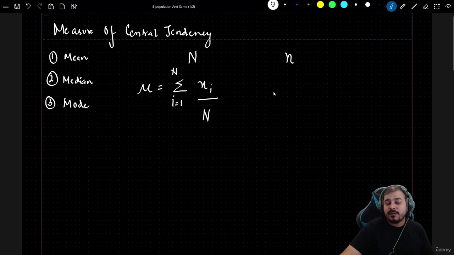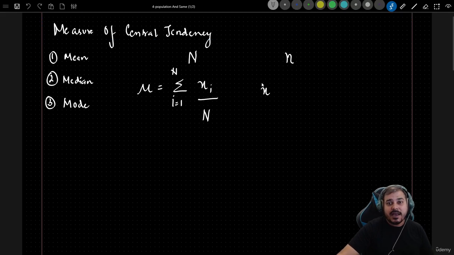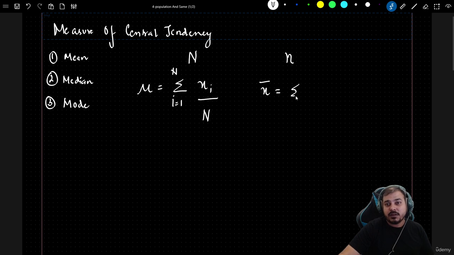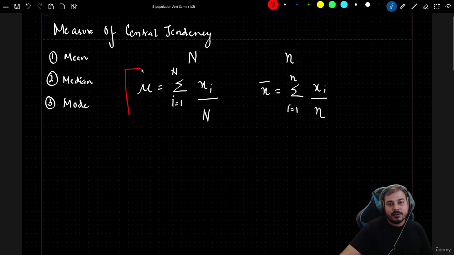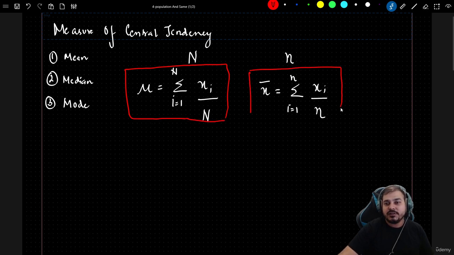Similarly, if I want to find the mean or average with respect to a sample, I can write x bar is equal to summation of i equal to 1 to small n of x of i, divided by small n. So this is the basic formula. I'm just going to highlight this so that you remember this formula every time, for population size and for sample size.